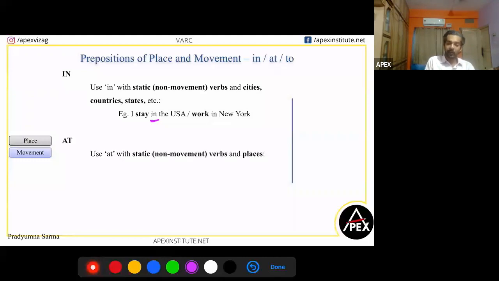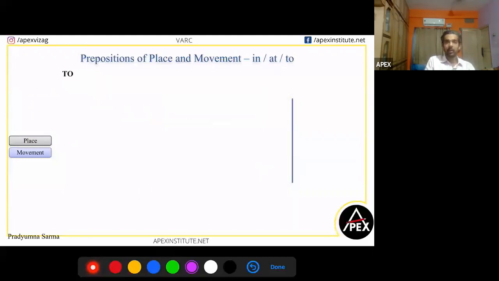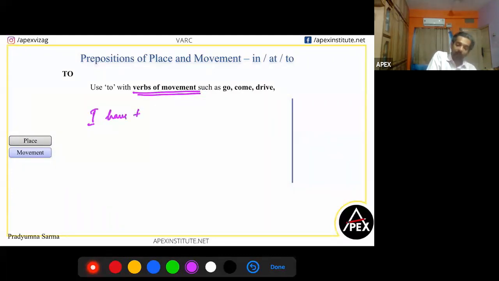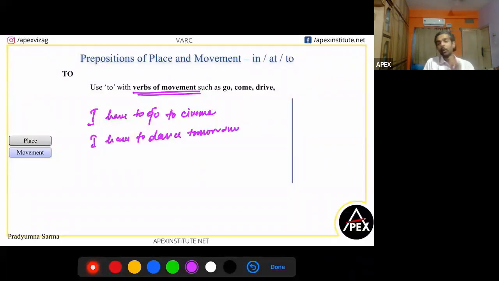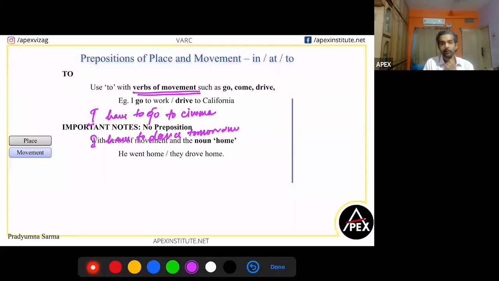What about at? We use at also with static actions. Like, I am at the cinema. Okay. What about to? Now, when we are using to, we are using to with something called verbs of movement. All right. For example, I have to go to the cinema. I have to dance tomorrow. Right. Am I clear? So with all these types of things, we are going to use to. All right.